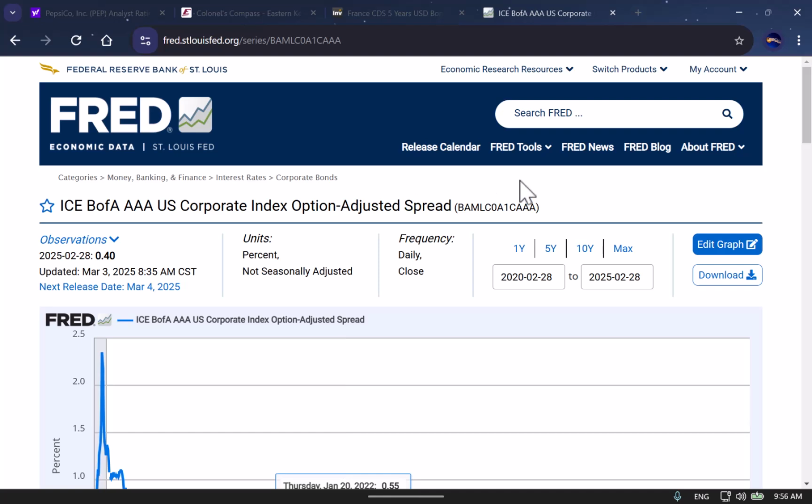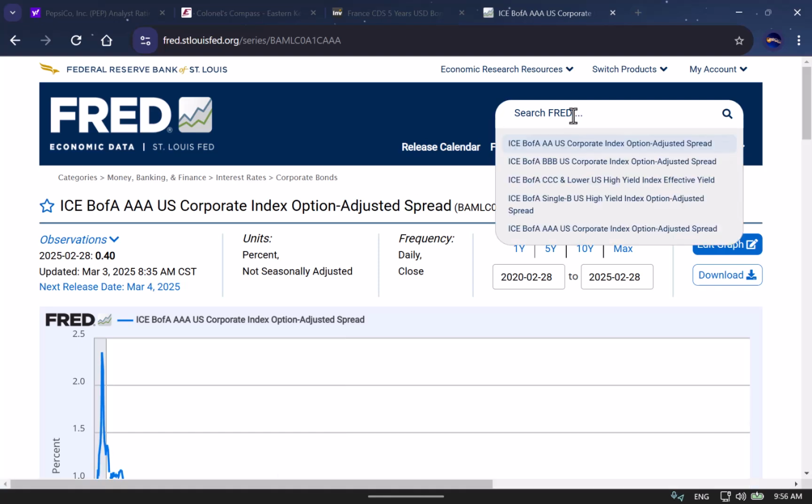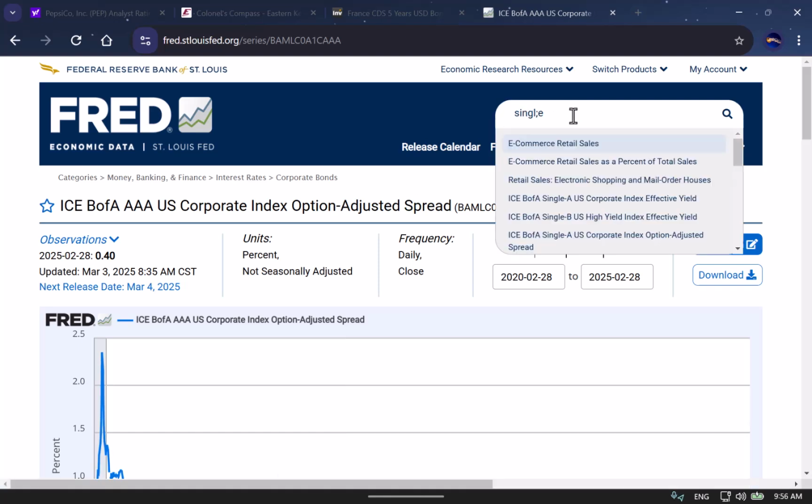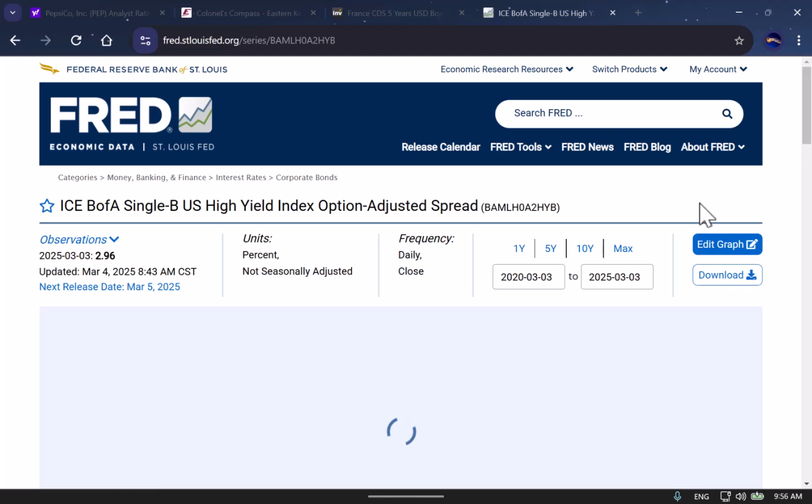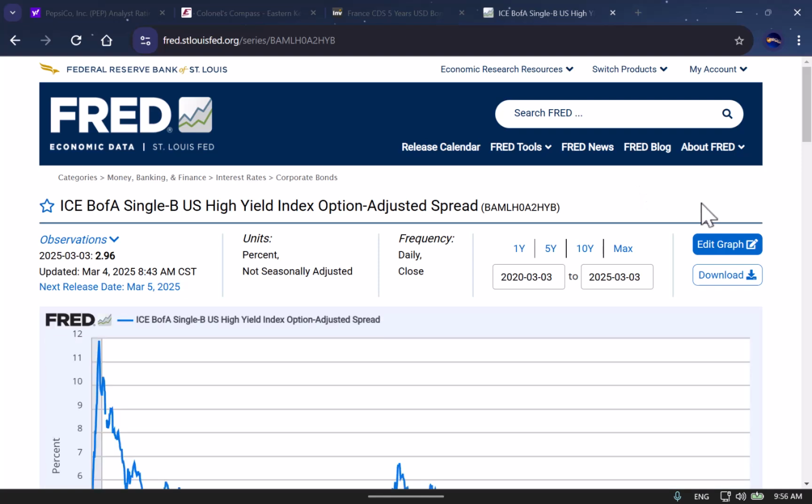And as the ratings go down, for example, let's look at the single B. It's relatively low these days. It's only 300 basis points. Guess how much it was basically during the first week of the COVID lockdowns?